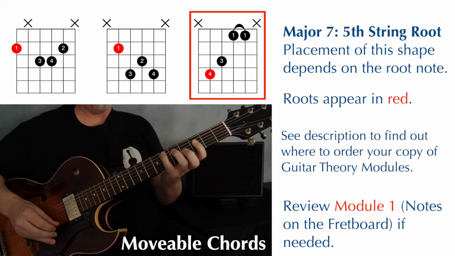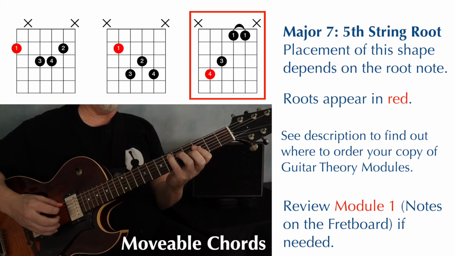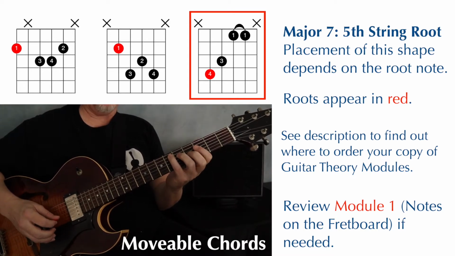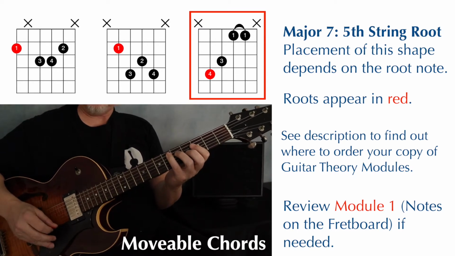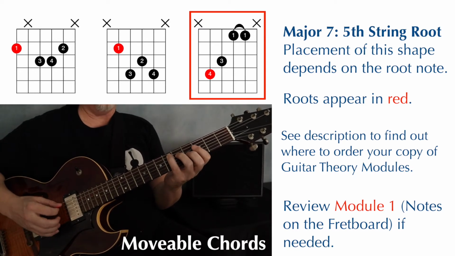And here's another major 7 shape you could play with the root on the 5th string. This is fingers 4, 3, and 1, 1. So finger 1 is going to be barring across strings 2 and 3. This is also an E flat major 7 that I'm playing because the root of the shape is on the E flat on the 5th string, 6th fret.